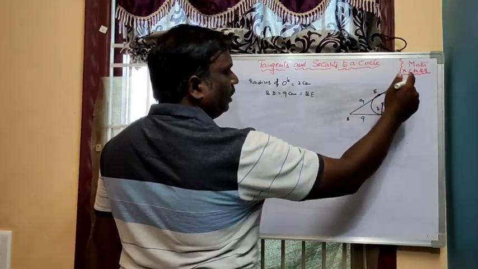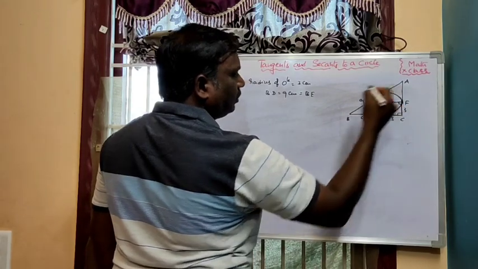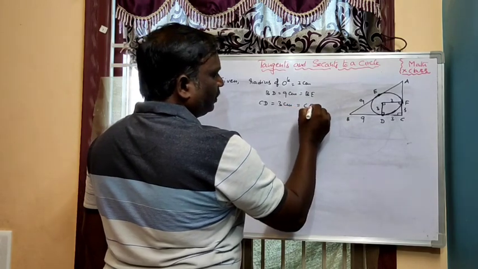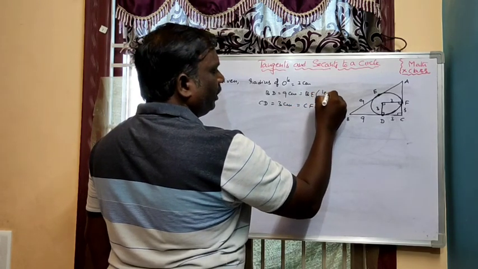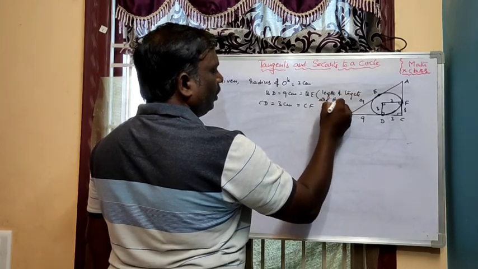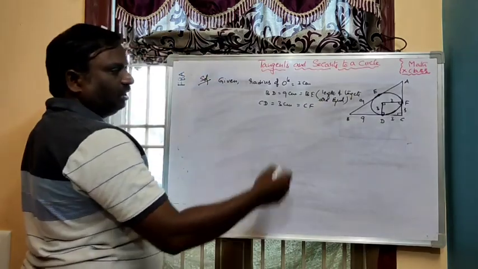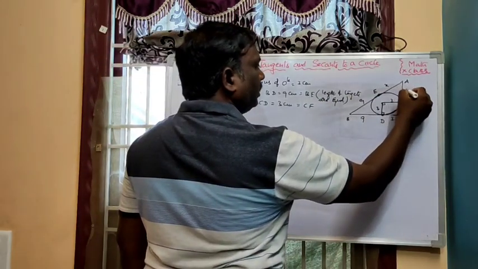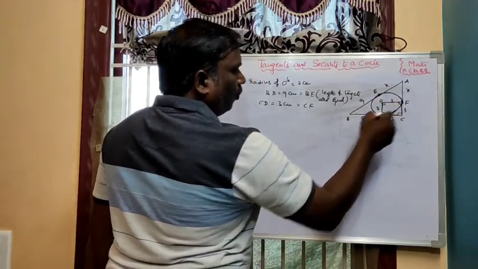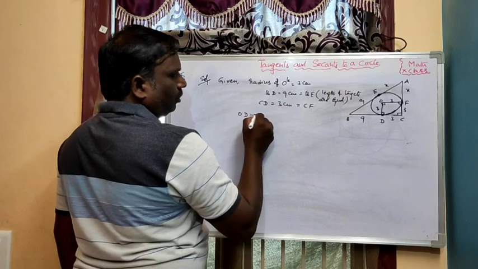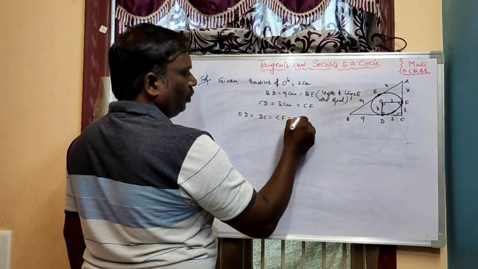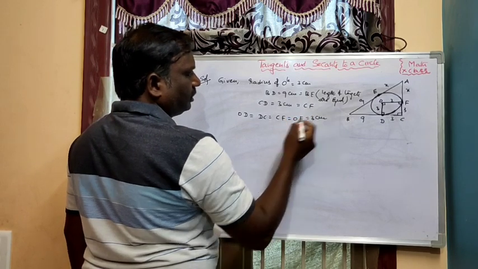So we don't know this length. I'm taking this is x, so this is also x. CD equal to 3 centimeters and CF is also 3 centimeters. So we need to write here lengths of tangents are equal. So CF is also 3 centimeters. We don't know this length, x and x. So OD equal to DC equal to CF equal to OF, that equal to 3 centimeters.